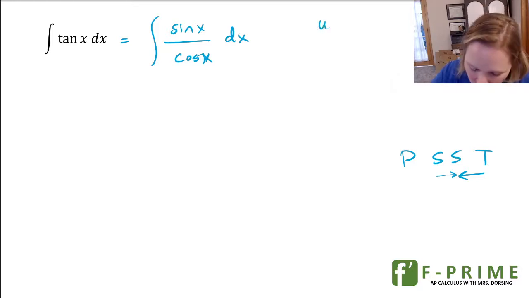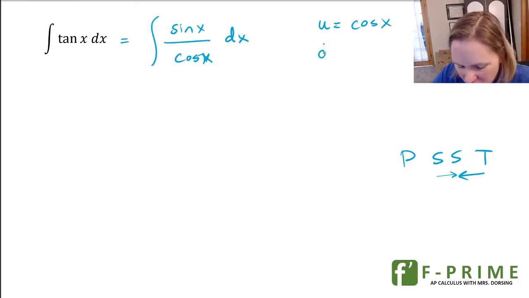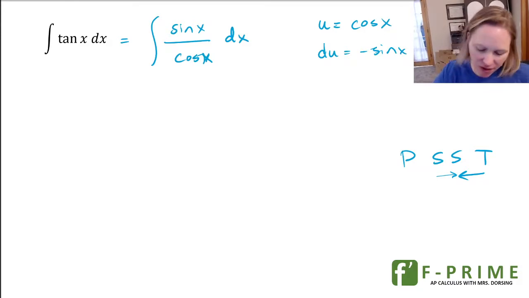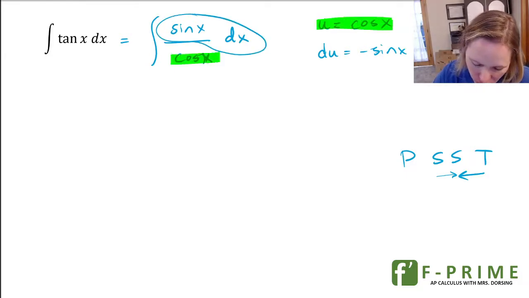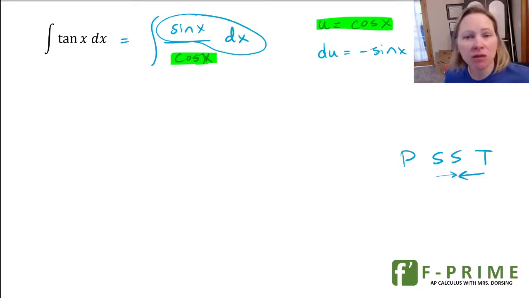If I let u be cosine, right, then du is going to be negative sine of x. Okay? And that's okay with me, because look, if I let u be cosine, then I have 1 over u, and then I have sine of x and dx that are going to be left. So cosine is going to become u. So whatever's left has to show up when I do that derivative, and it does.